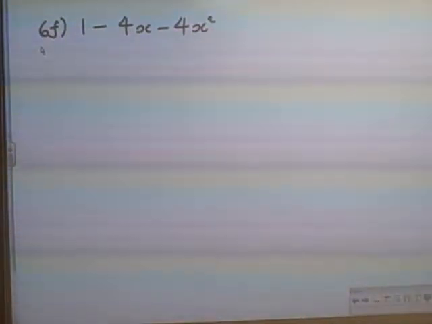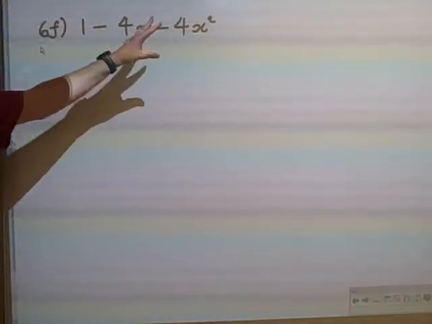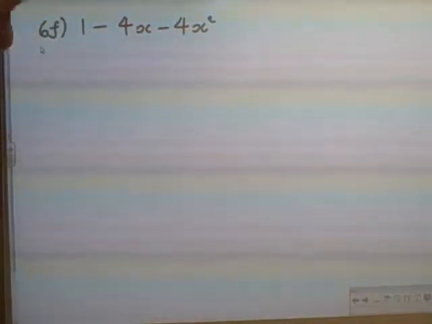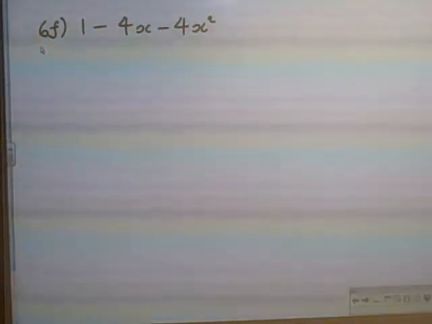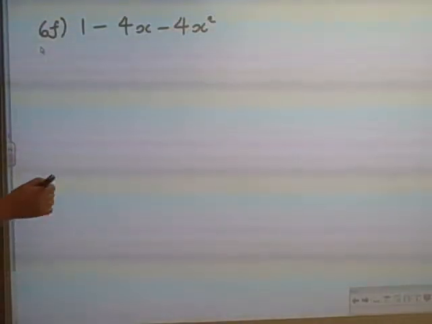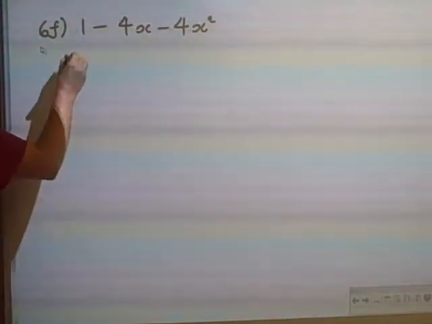Now this is question 6F from exercise 7B. I'm not going to do this exactly in the order they ask us to, but they do ask us to find the vertex, find if it's a maximum or minimum, and also check by completing the square. I'm actually going to do the complete the square part first, so I want to rewrite all this.